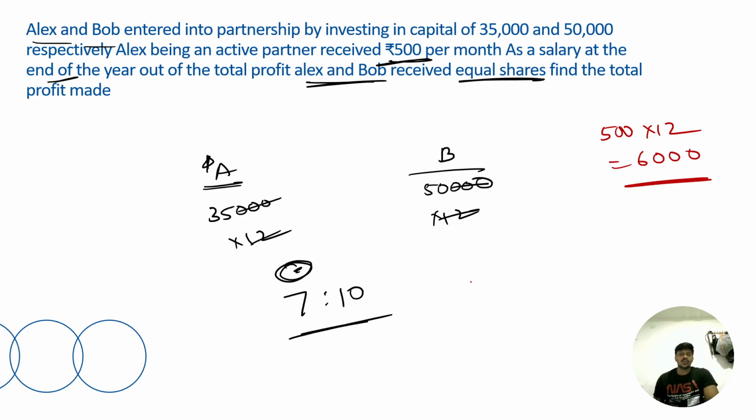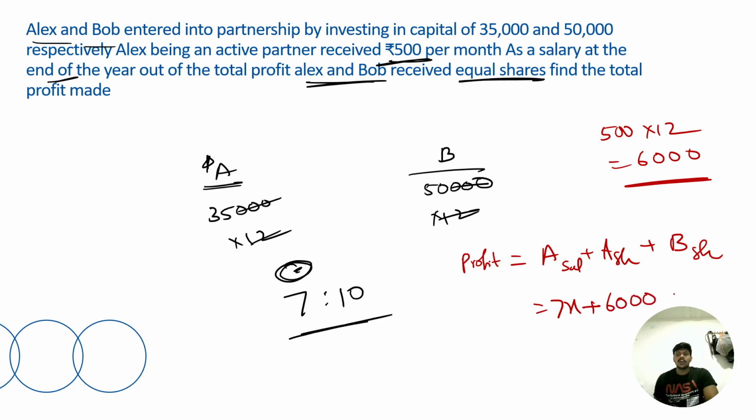Now, what happened to the total profit? Total profit is going to be Alex's salary, Alex's share plus Bob's share. So Alex's share is 7x, Alex's salary is 6,000 and Bob's share is 10x. Because if I take 7 and 10, that's going to be confusing with 6,000. So I'm going to add a variable. So 7x is the share and 10x is the share and 6,000 is salary. That is the total profit we need to find out.